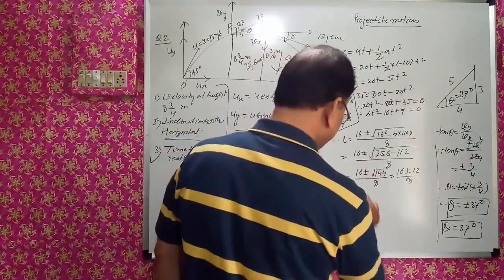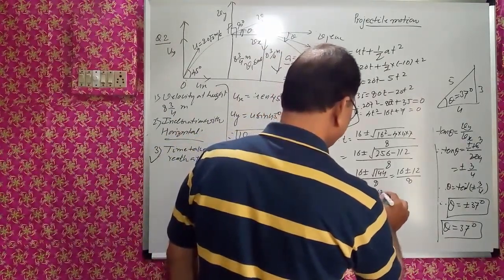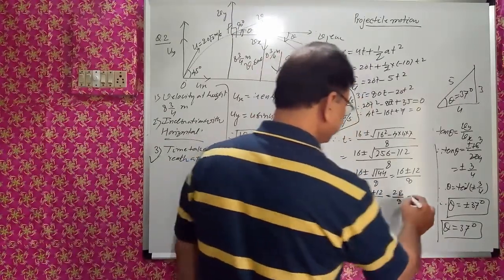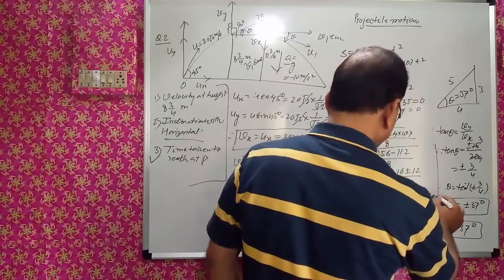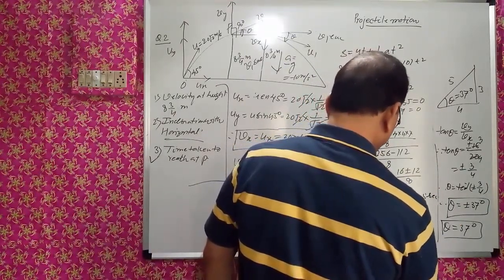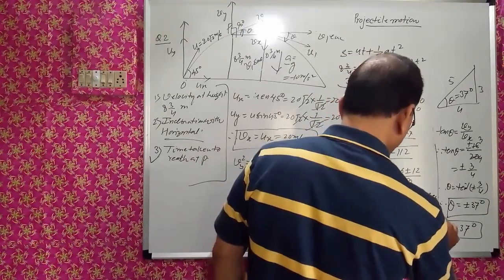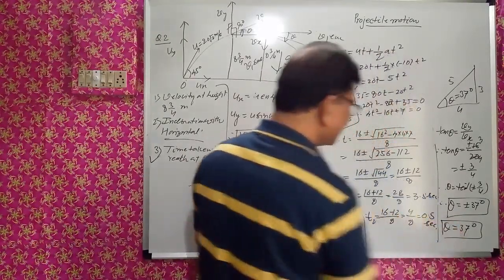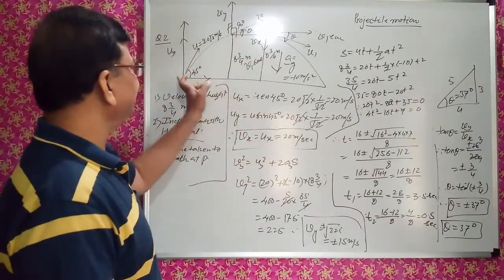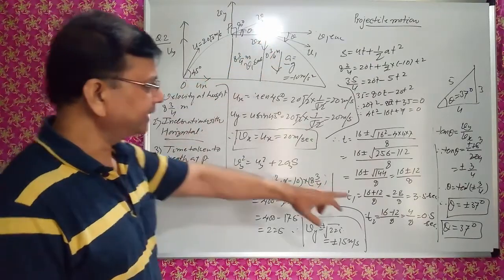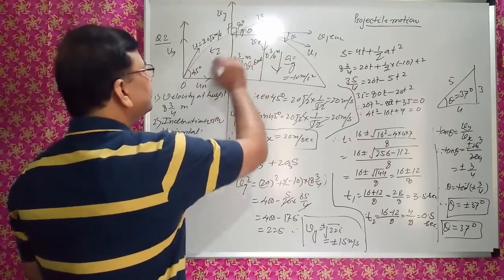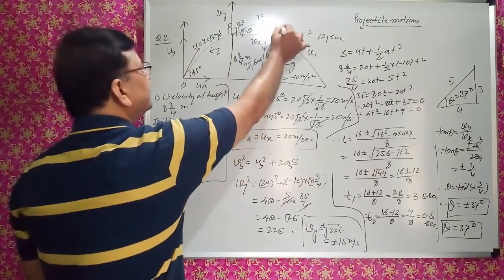So we can write t1 is equal to 16 plus 12 by 8, that is 28 by 8, that is 3.5 seconds. Another value, t2, is equal to 16 minus 12 by 8, that is 4 by 8, that is 0.5 seconds. So this way two values of t we are getting. From here to here it will take less time, that is 0.5 seconds, that is t2, and from here to here it will take more time, that is t1.